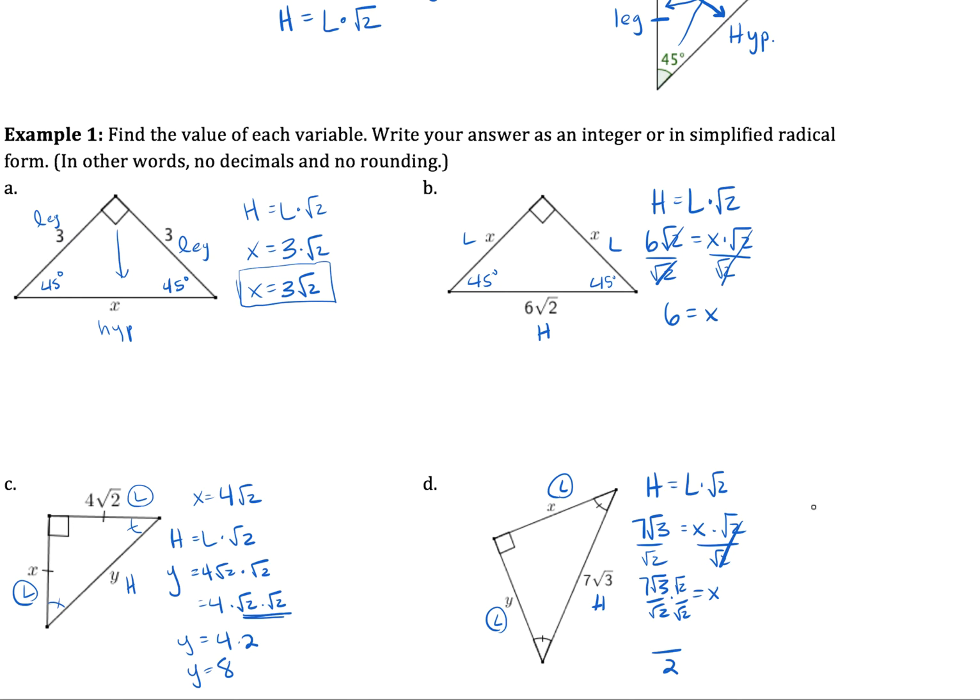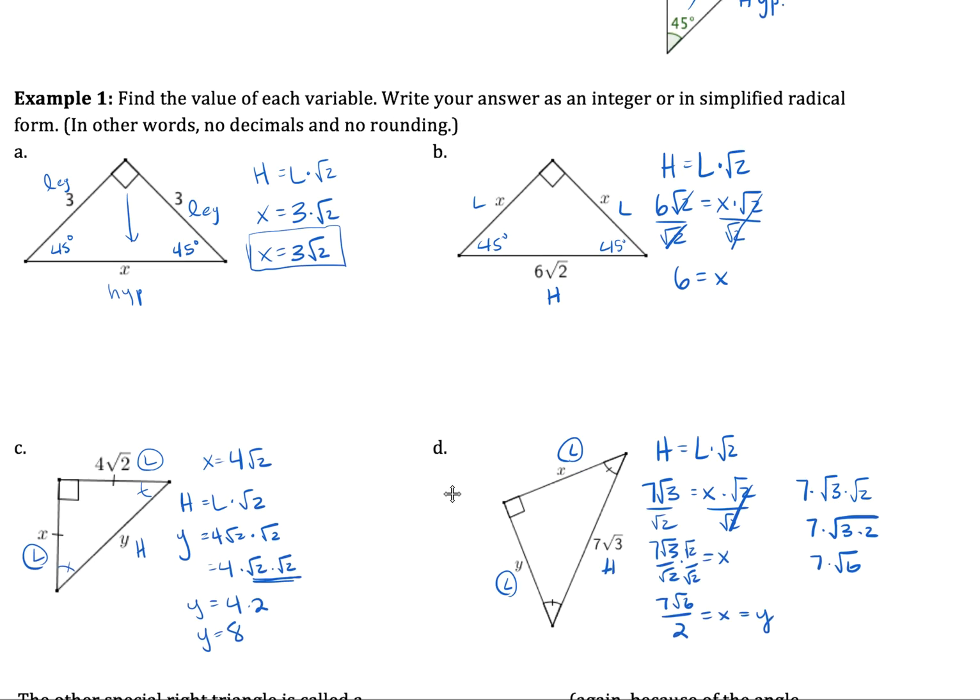So I'm going to just come over here to the side and do this. 7 times the square root of 3 times the square root of 2. Now this turns into 7 times the square root of 3 times 2, which is 7 times the square root of 6. So up on top right here, we can just write it as 7 square root 6 is our x value, and that again will also be our y value. So that's 45, 45, 90s.